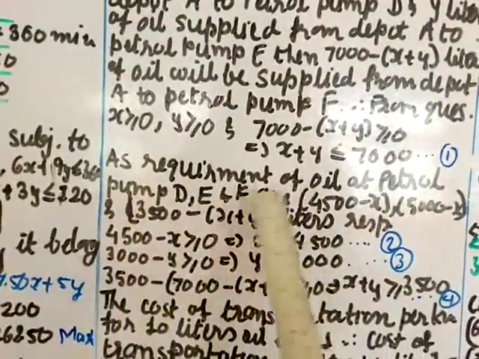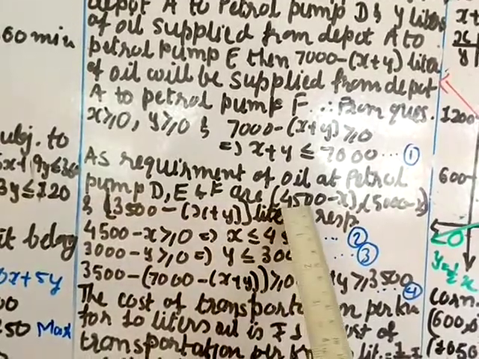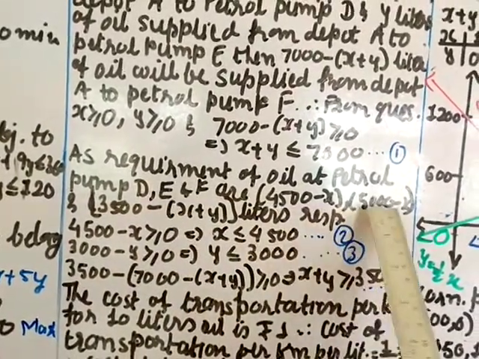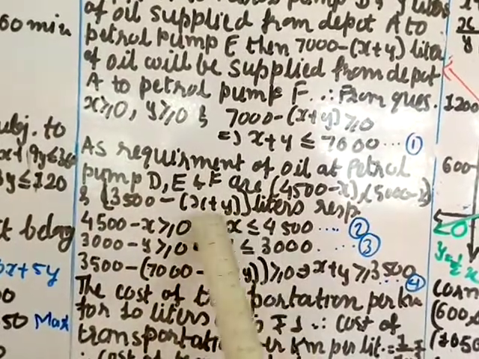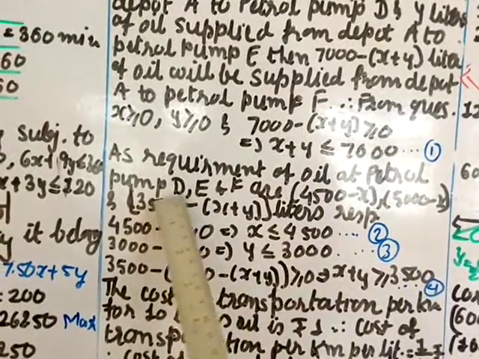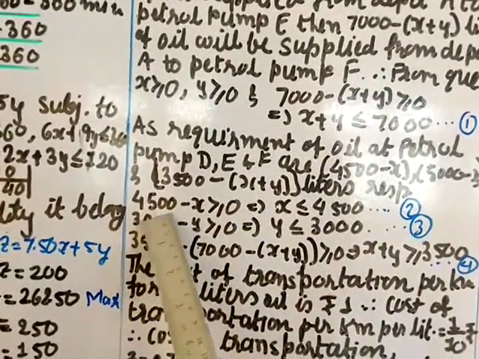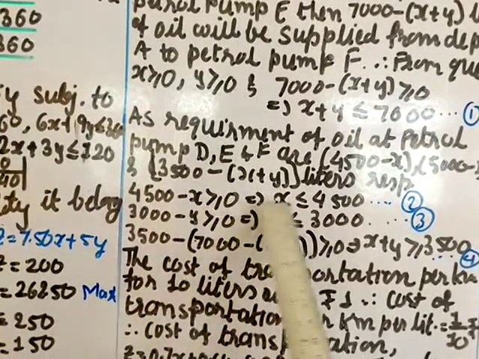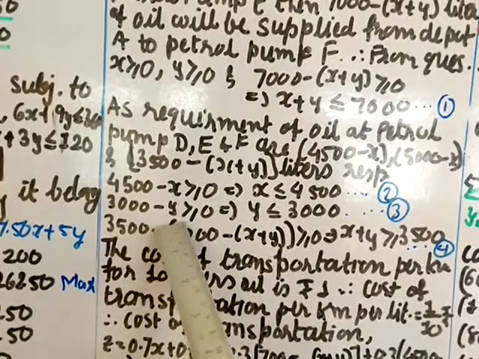As the requirements of oil at petrol pumps D, E and F are 4,500 minus x, 3,000 minus y and 3,500 minus (7,000 minus (x plus y)) liters respectively. So these are the requirements at petrol pumps D, E and F given in the question. From here we can say that 4,500 minus x is greater than or equal to 0, that means x is less than or equal to 4,500. Call it number 2. 3,000 minus y greater than or equal to 0.